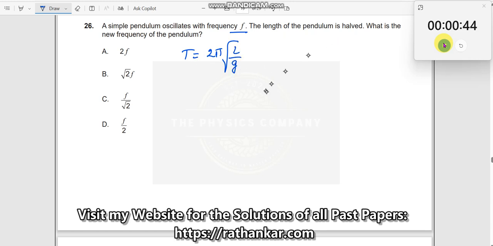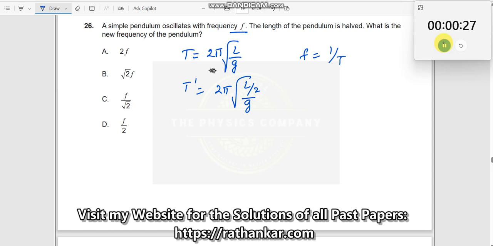Length of the pendulum is halved, which means what? You are dividing this by 2, right? So T dash will now become 2 pi into square root of L by 2 divided by G, right? What is the new frequency of the pendulum? Now, how do you find frequency from T? Frequency is equal to 1 by T over here, right?